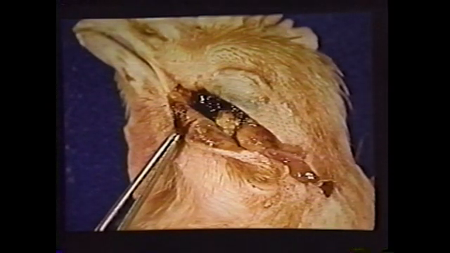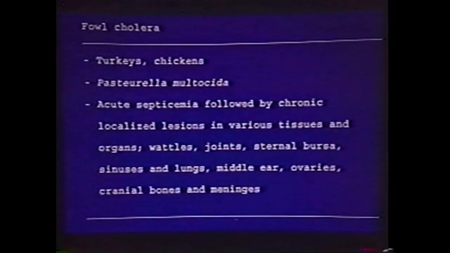You open it, there'll be caseous material just like the previous one. However, you need to culture. And that's where we culture from, isolating Pasteurella multocida, which is the causative agent of fowl cholera in chickens and turkeys, by far most commonly. Two species are affected by this. It has been seen in other species of birds too.